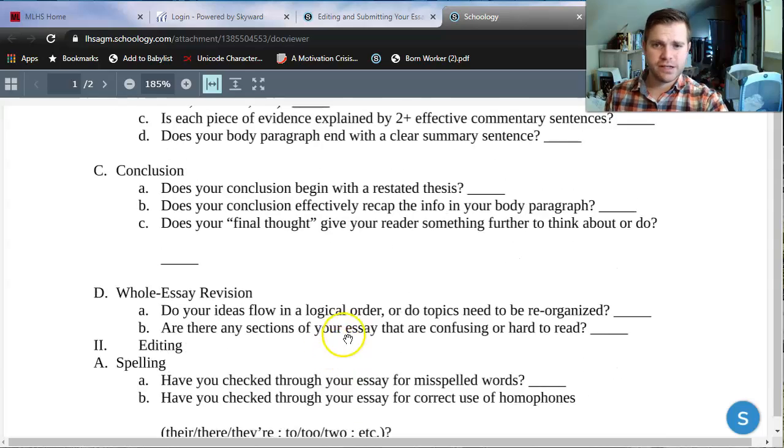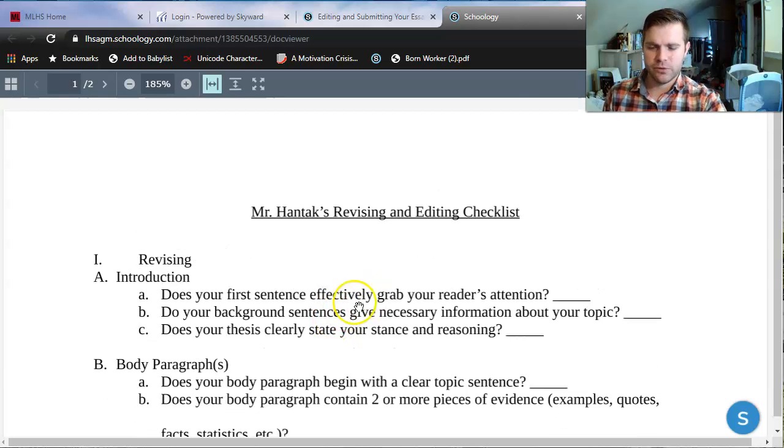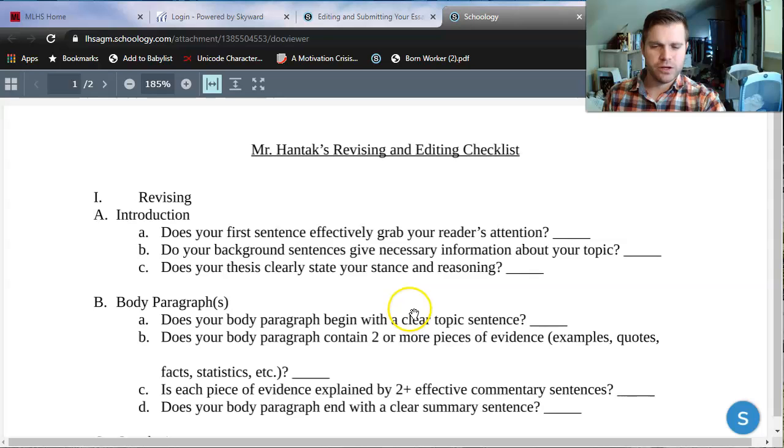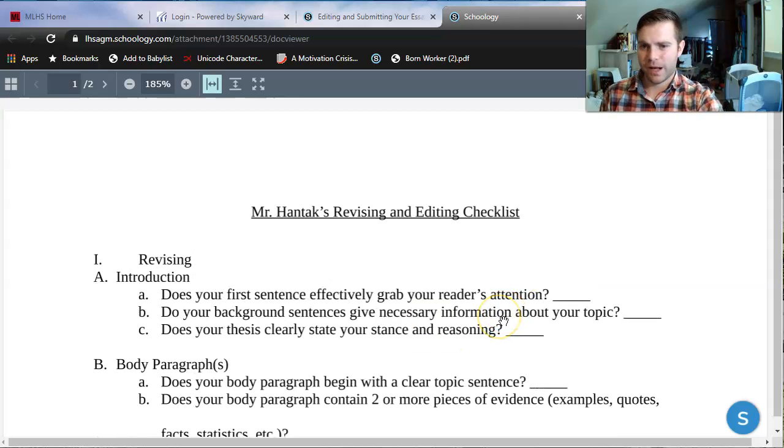You can use this checklist as much or as little as you like as you edit your essay. I just wanted to throw this your way today so that you have a couple of days to make your writing as good as possible.